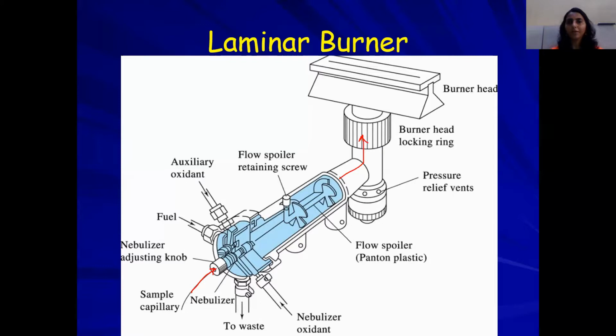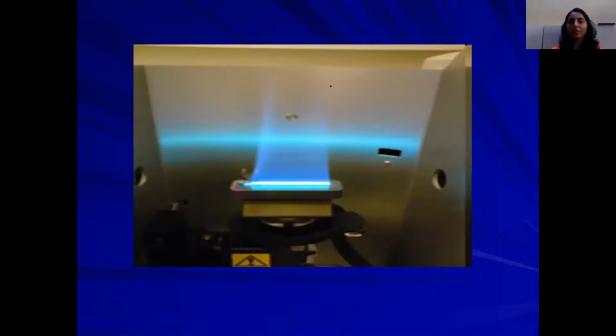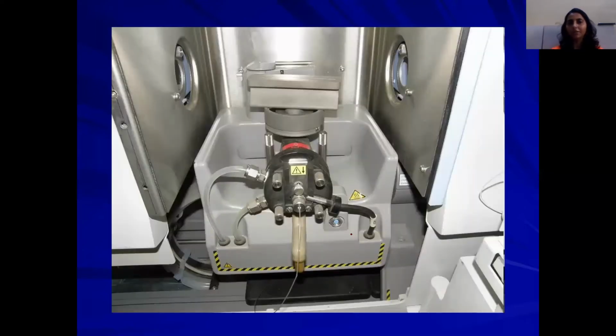Then the flame appears at this point. This is exactly what a laminar burner would look like, and this is the flame that would appear. Here you have the sample inlet, gas inlet, and your oxygen which would enter, and at this point the flame would appear.